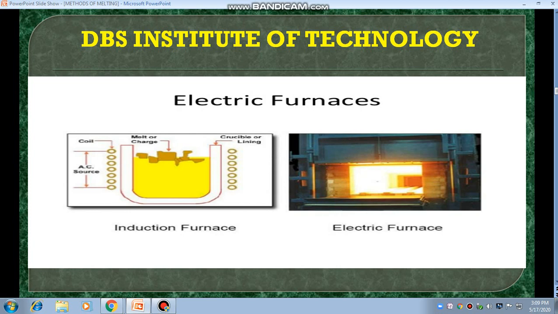These are all the electric furnaces. The left side what you are seeing here is the induction furnace, and the right side is an electric furnace.